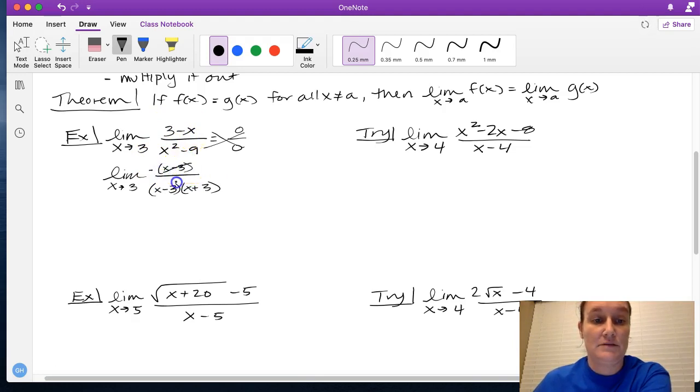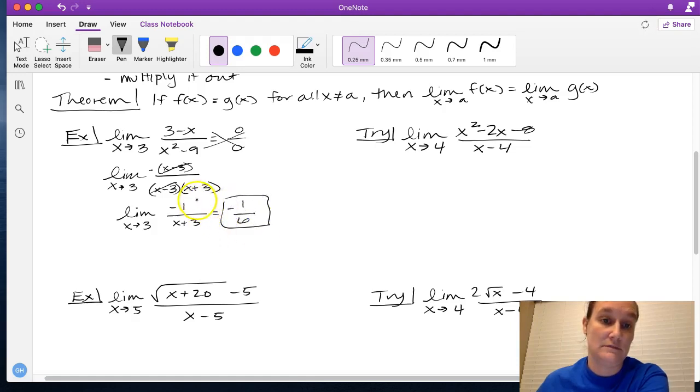So now we can cancel this, which is what we want. You always want, no matter what technique you use, you want something to cancel. That's your goal. And once we get something to cancel, I'm just rewriting what the new function is, then I can plug in 3 and I get negative 1 over 6. So that is what our answer is.